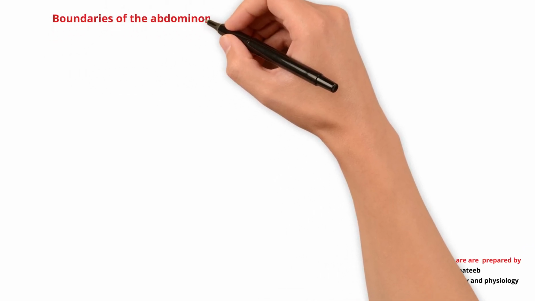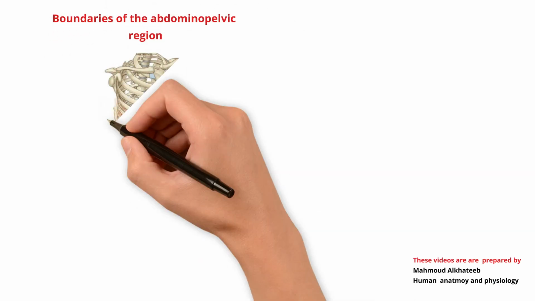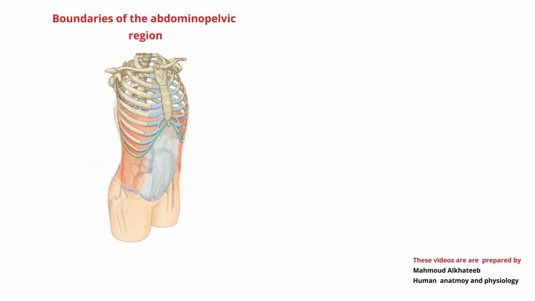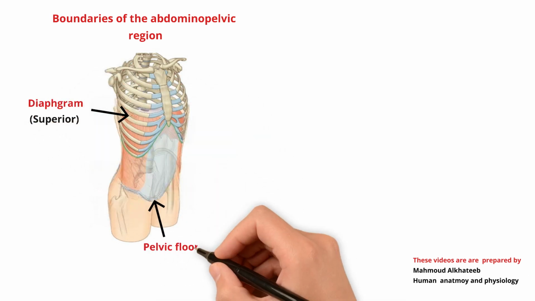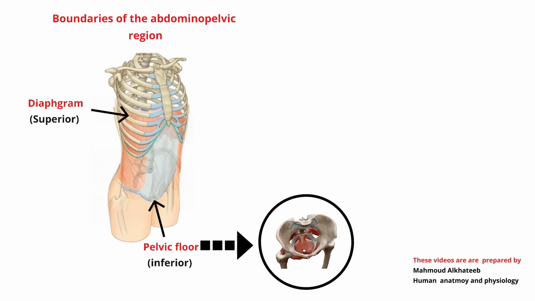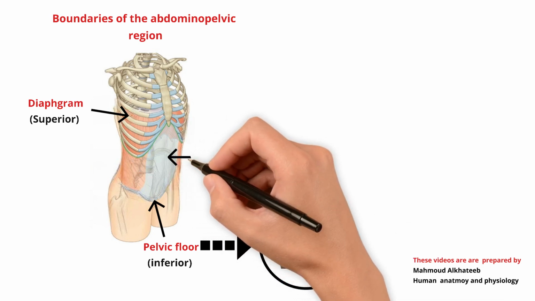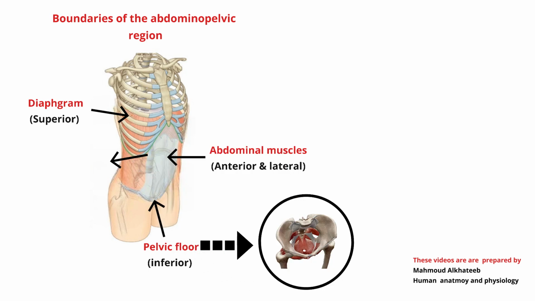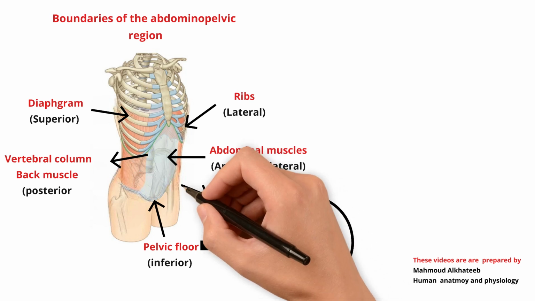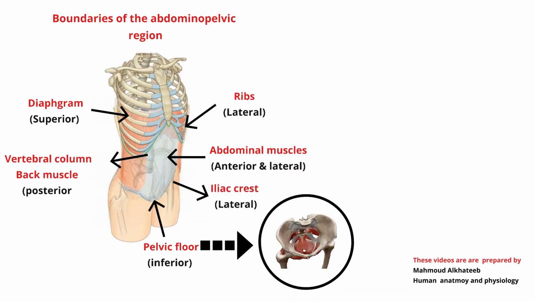When talking about the boundaries of the abdominopelvic cavity, we can observe that the diaphragm separates it from the thoracic cavity. However, the pelvic floor muscles form its base. Anteriorly, the abdominal wall muscles enclose the cavity, while posteriorly are the vertebral column and back muscles. Laterally, we can see that the lower ribs, iliac crests, and abdominal muscles define its borders.